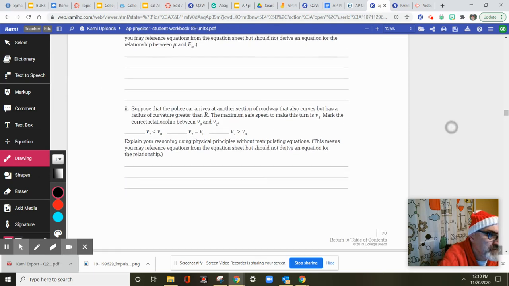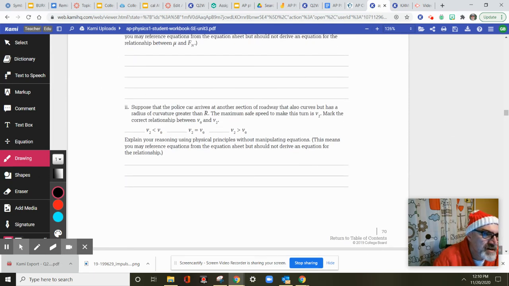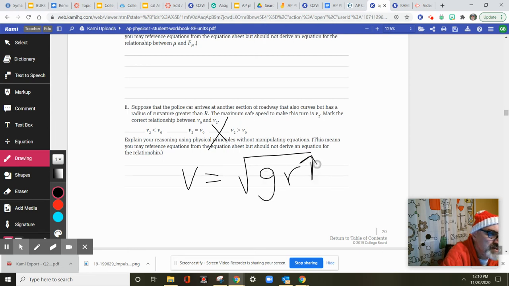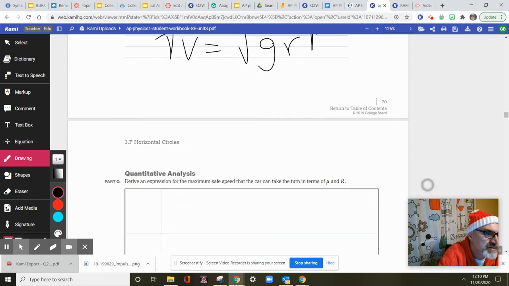Suppose that the police car arrives at another section of the roadway that also curves, but has a radius of curvature greater than r. The maximum safe speed would be greater. And that's because with a larger radius, remember, the safe V is equal to the square root of mu g r. If r increases, because we don't change the planet, the g doesn't change.